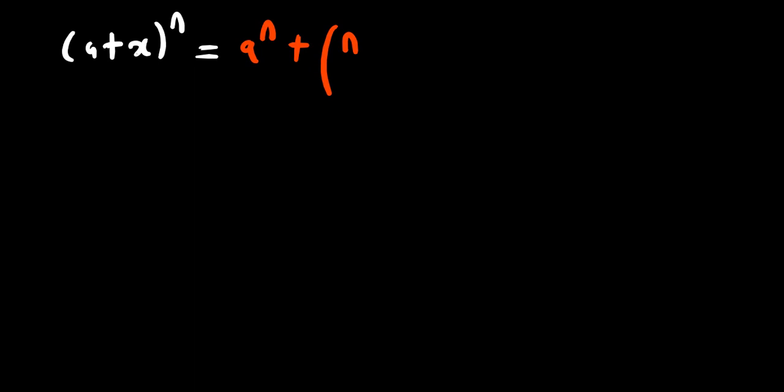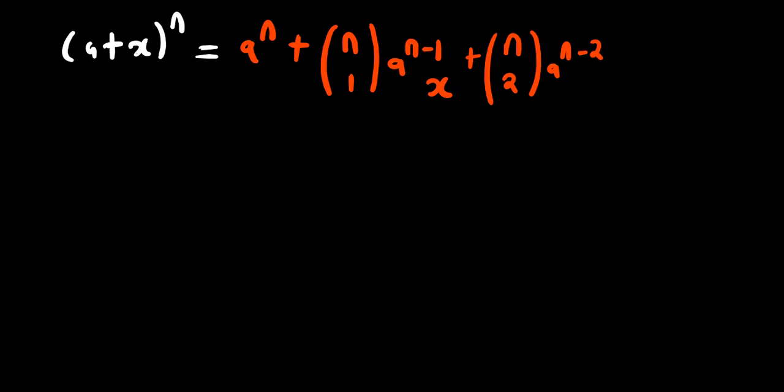According to the binomial theorem, if you've got an expression, let's say a plus x, raised to the power n, your formula for the binomial theorem is a to the power n, where n is just the power, plus n choose 1, then a to the n minus 1, times x to the power 1, plus we go to the third term, n choose 2, then a to the n minus 2, times x.